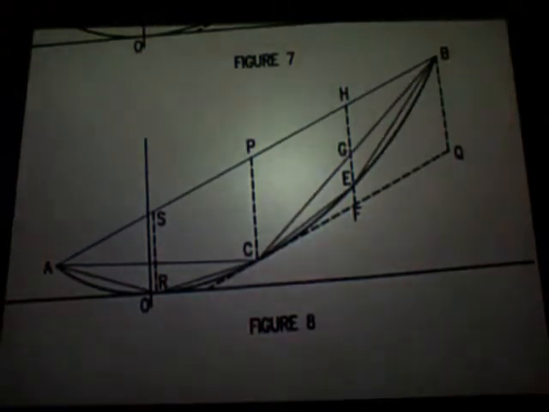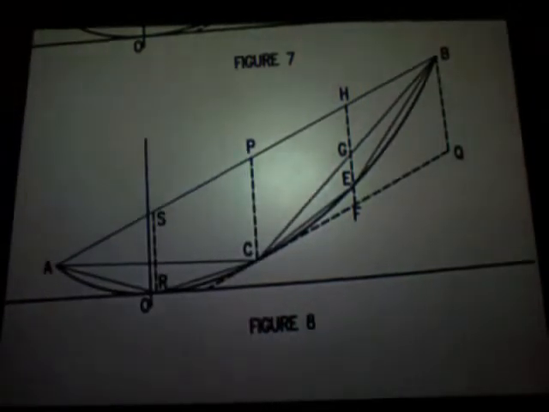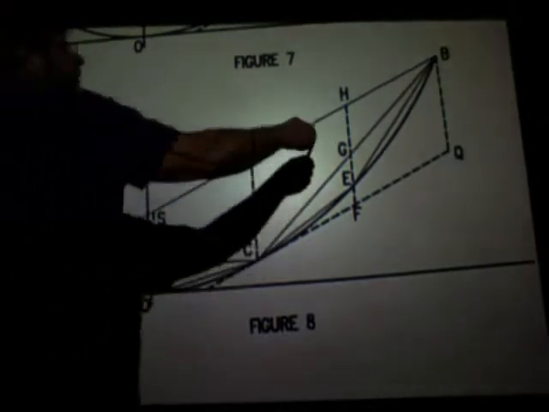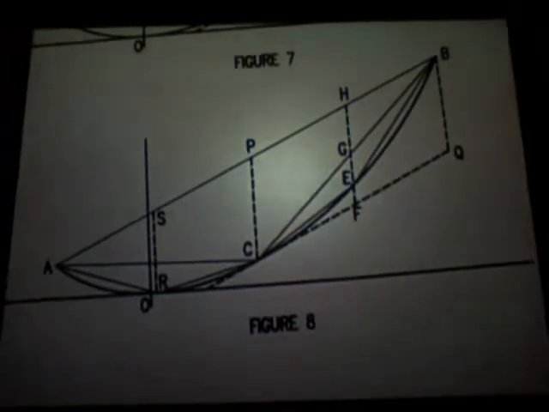All right, so how do you show that GE is half of GH? Well, you know that FG and GH are equal, don't you? You have the bisector of the parallelogram, and then you have its diagonal, so it has to cross in the middle.